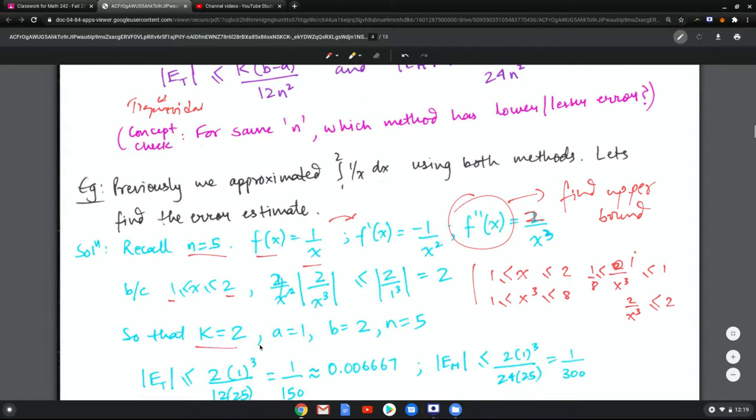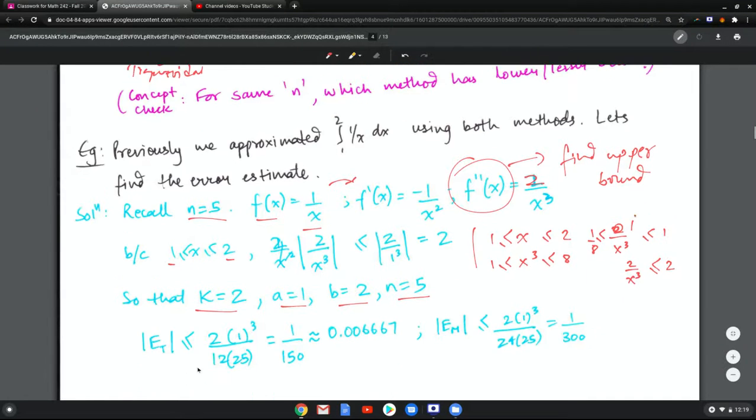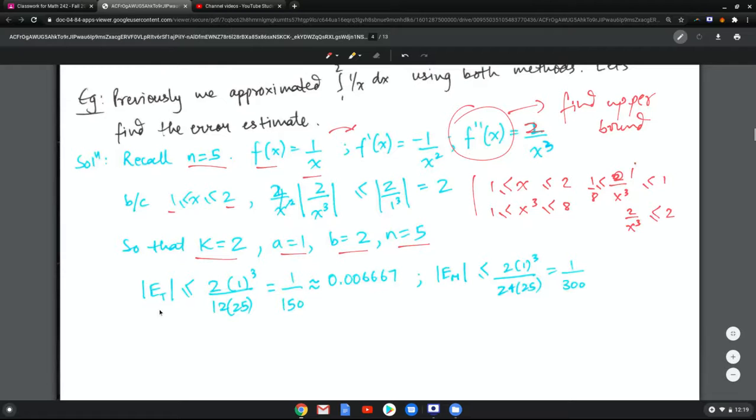Which means I can choose my k to be 2, a is 1, b is 2, and n is 5. Plugging in these numbers, I get the error from the trapezoidal rule is 1 over 150, and the error from the midpoint is 1 over 300. Which means, what does that mean? This is a lower error, so it is a better approximation in this case.